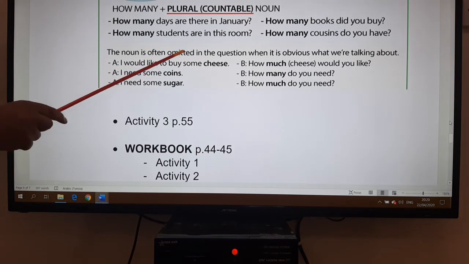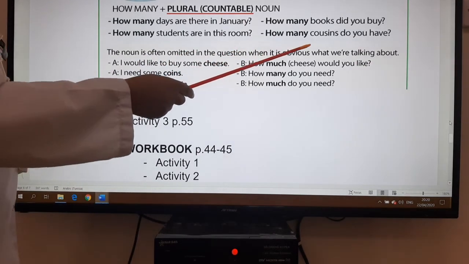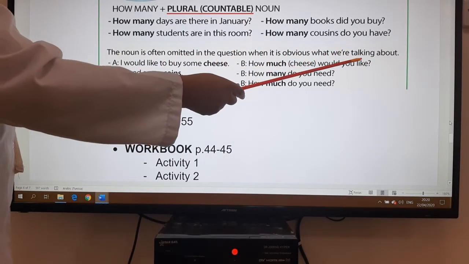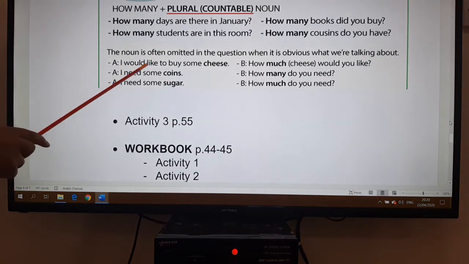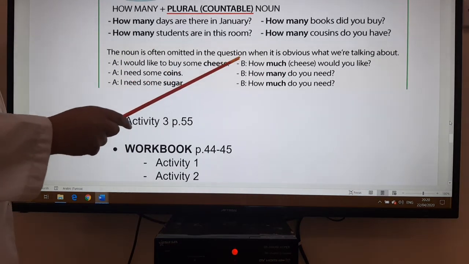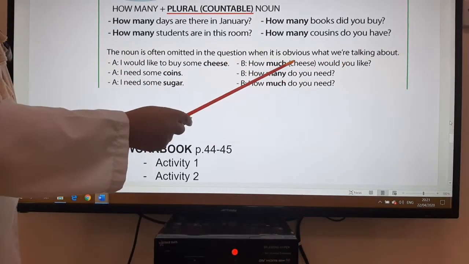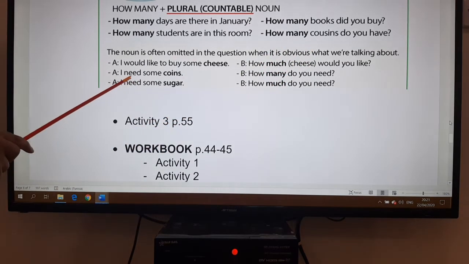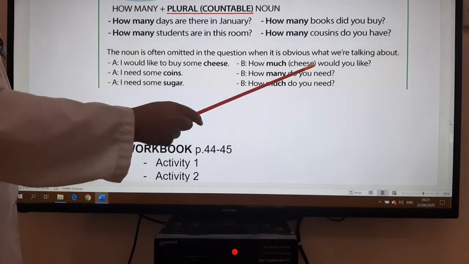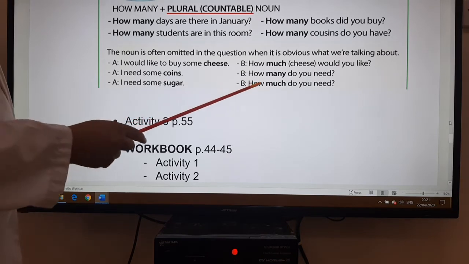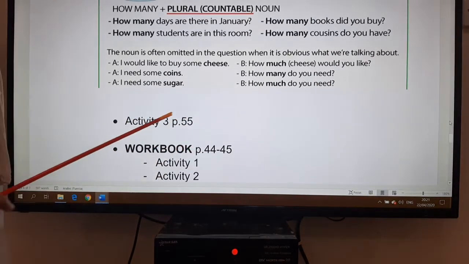The noun is often omitted in questions when it is obvious what we are talking about. For example, we can say, I would like to buy some cheese. How much would you like? It's not necessary to repeat the word cheese. I need some coins. How many do you need? I need some sugar. How much do you need?